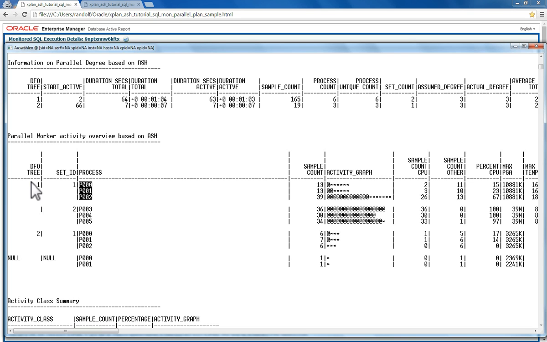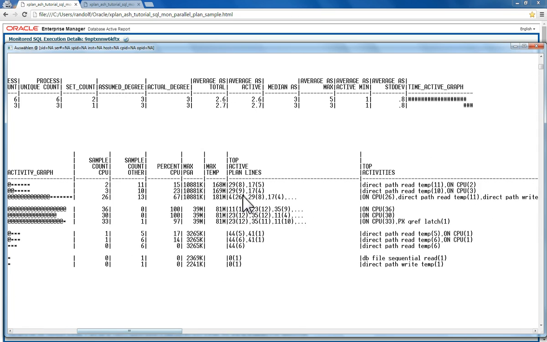So the organization, as I said, is per DFO tree. For each DFO tree you get the process information per slave set. You might wonder why this section shows up with this null, or in more recent versions this is called NA, not applicable. This is for those active session history samples that could not be related to a DFO tree. How is this possible? The point is that the active session history does not directly contain information about the DFO tree. What the active session history contains is the active plan line when the sampling took place.